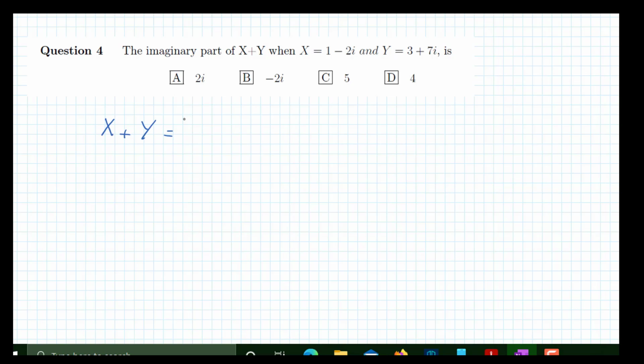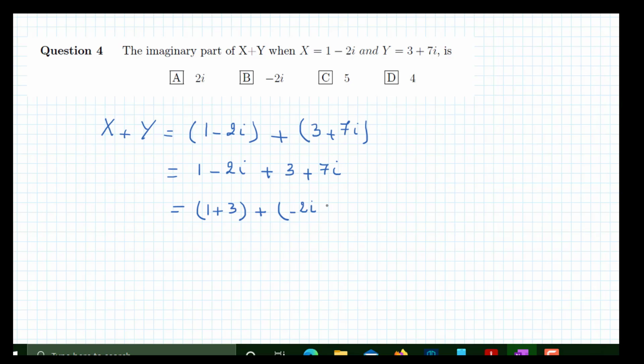Now, a very simple computation gives that x plus y equals 1 minus 2i plus 3 plus 7i. And we get 1 plus 3 plus minus 2i plus 7i, which gives 4 plus 5i. So as you see here, the imaginary part is 5. So the right answer here is C.